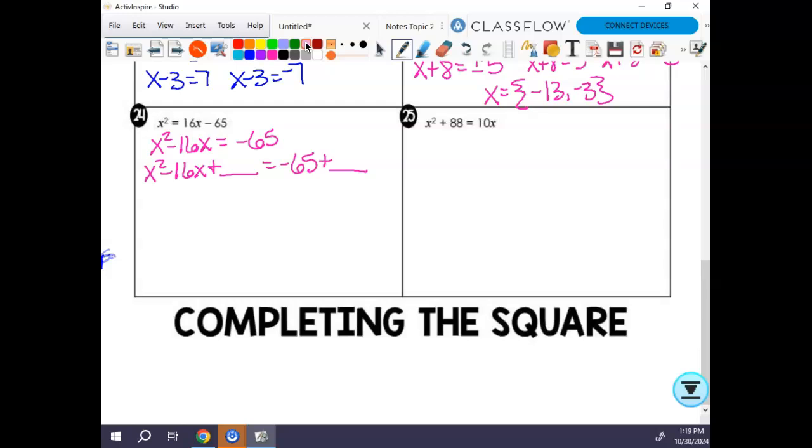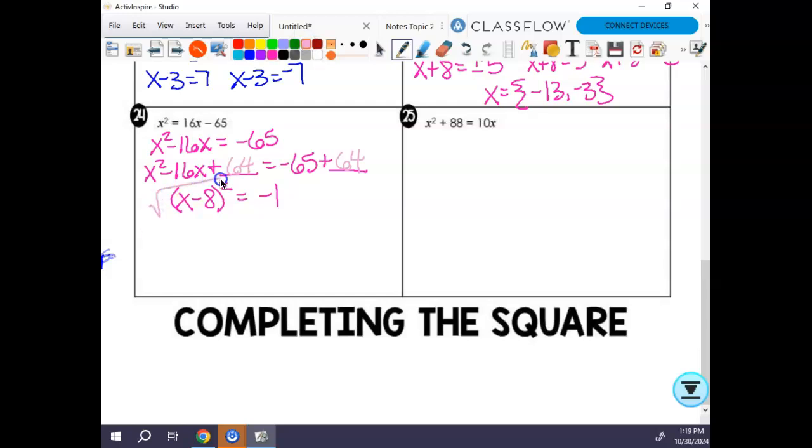64. I take half, I get negative 8, then I square it, and it is 64, yes. Okay. So then this left side is going to become x minus 8 squared, right? And that's equal to negative 1.